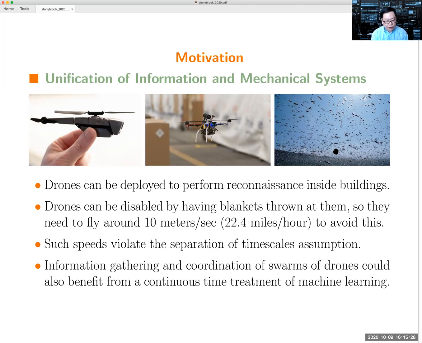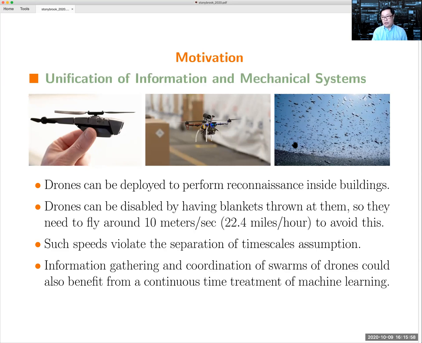If you're trying to fly these things indoors, one of the real challenges is that these drones, especially the small ones, are very easy to disable by just throwing blankets at them. To avoid this, they have to fly really fast, typically about 10 meters per second or about 22 miles per hour. So these things are zipping down a corridor, they fly past an open door, and suddenly there's a whole bunch of information available to them which was previously obscured.